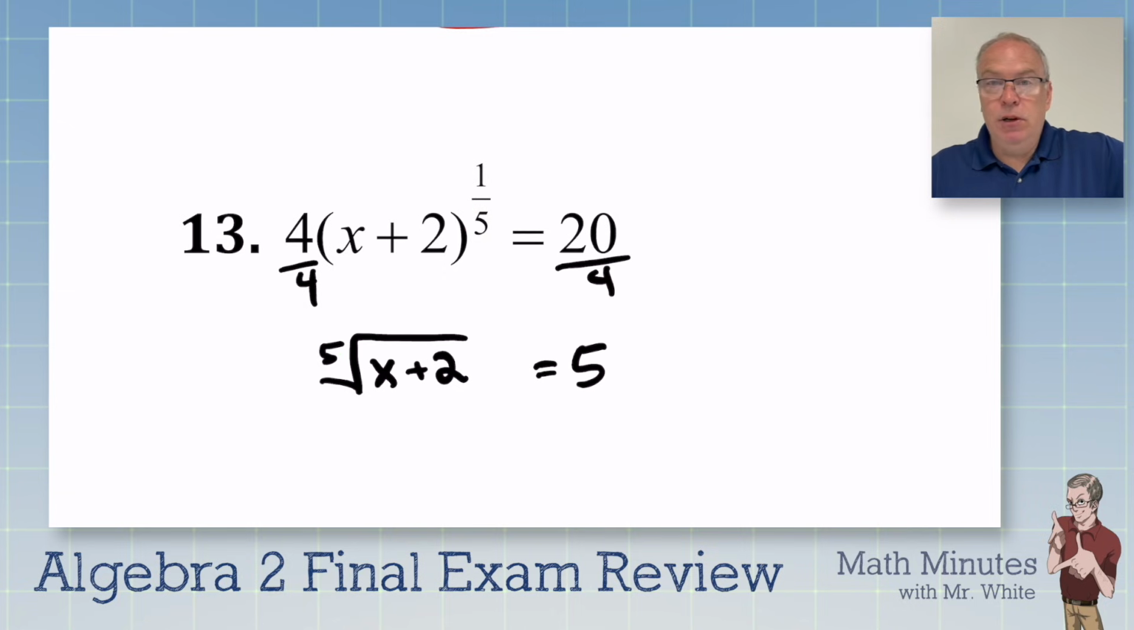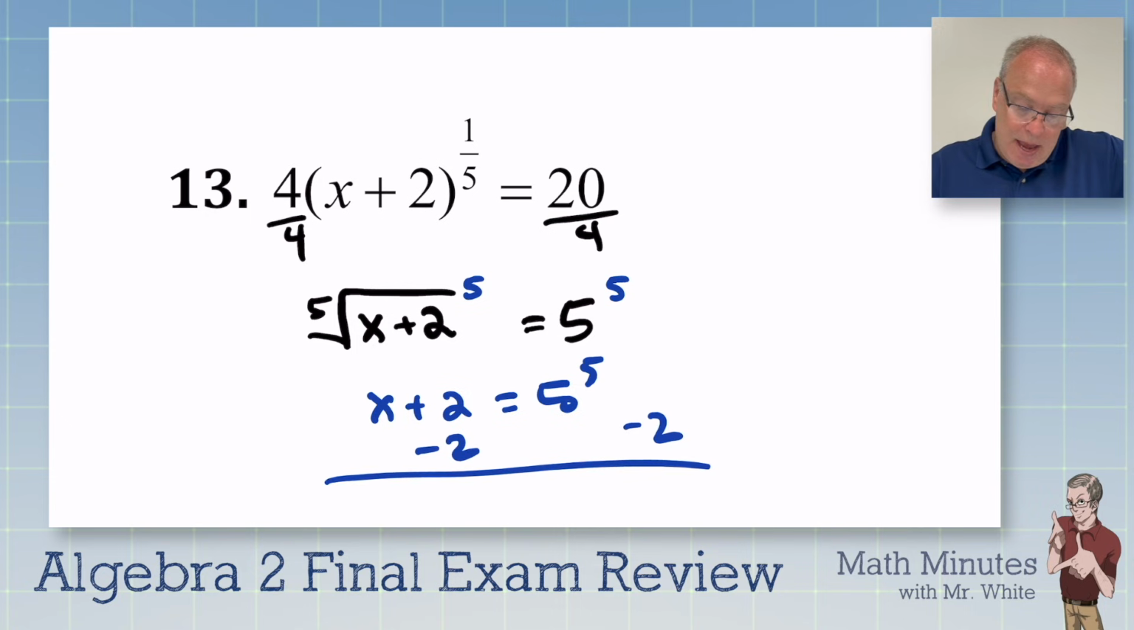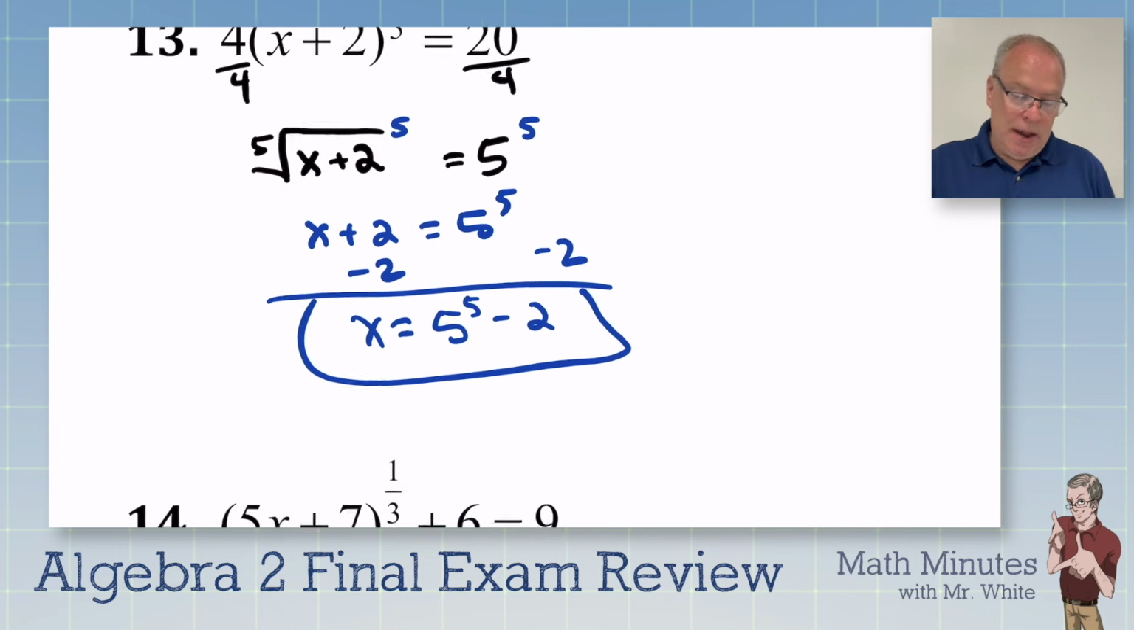Now you probably know what to do, right? Because we went over this on the last question. We're going to raise both sides to the 5th power. So we get x plus 2 equals 5 to the 5th. We then subtract 2, and we get our answer. X equals 5 to the 5th minus 2, and you could type that in your calculator and get the answer.